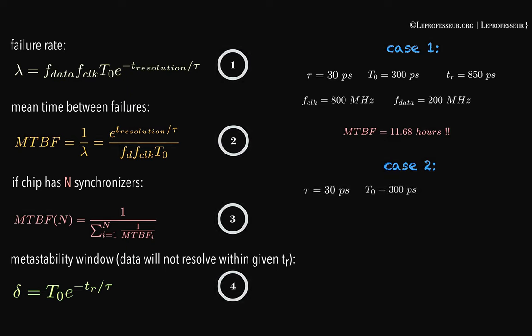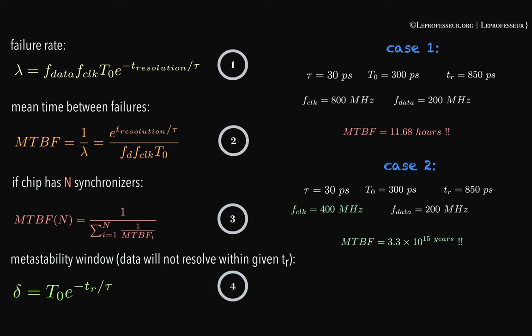Okay. Rest of the parameters same. So instead of 800, let's put 400. And let's try to do the math again. Ooh. See the MTBF number? Increased exponentially. So the chip is going to fail in 3.3 times 10 to the power 15 years. Enormous number. So see the magic of the exponential term? That's why we need to be very careful with these numbers.